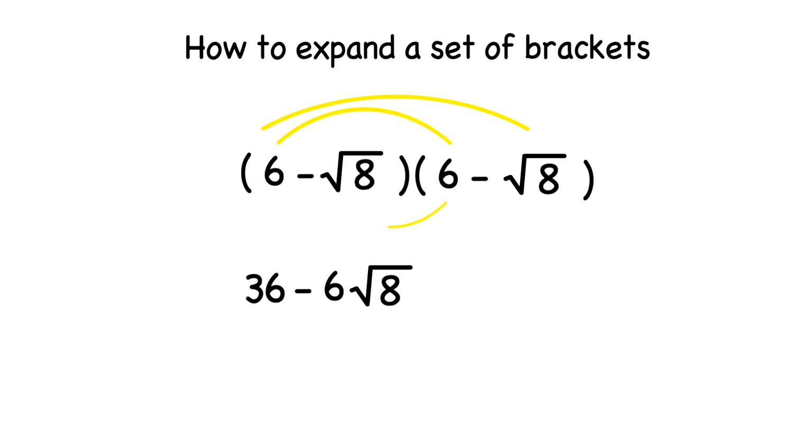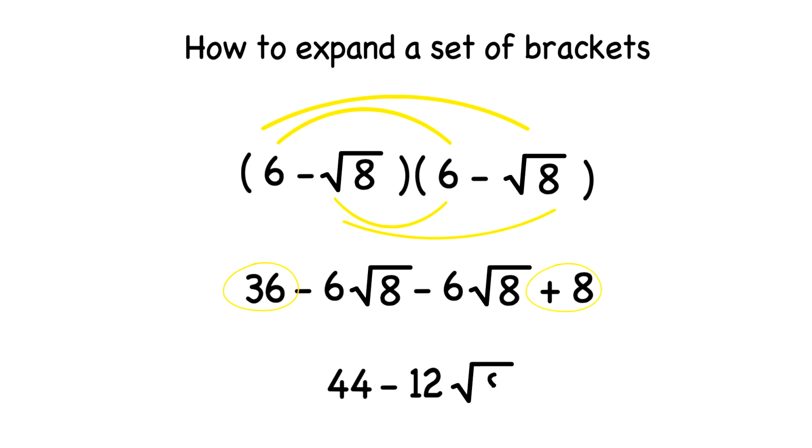Then we would times the minus root 8 by a 6 to give us minus 6 root 8, and then a minus root 8 times a minus root 8, which would be a positive because minus times minus is positive, and just an 8 because a root 8 times a root 8 would be the number without the root. We can then simplify this by taking our full numbers down, so 36 and a positive 8 makes positive 44. And then because there is the same number under that square root, we can group them together. So a minus 6 root 8 minus 6 root 8 would be minus 12 root 8.